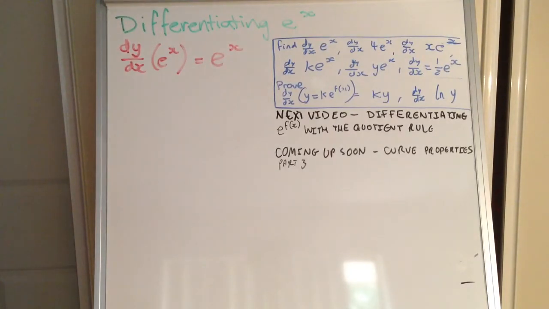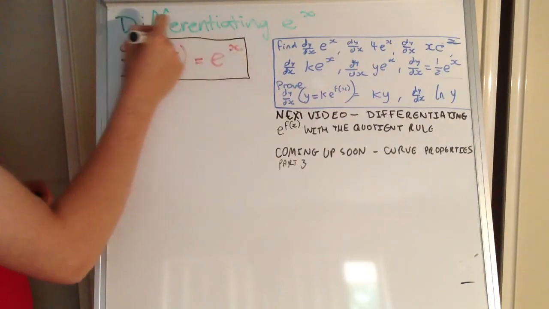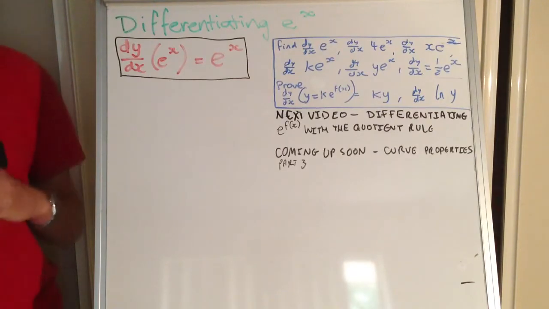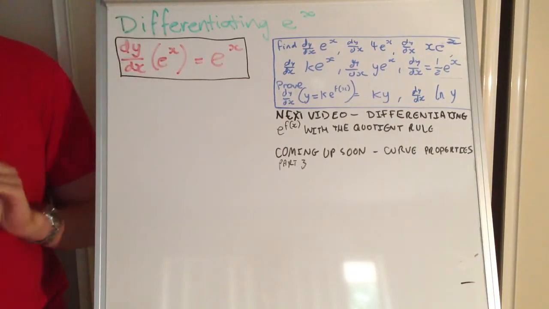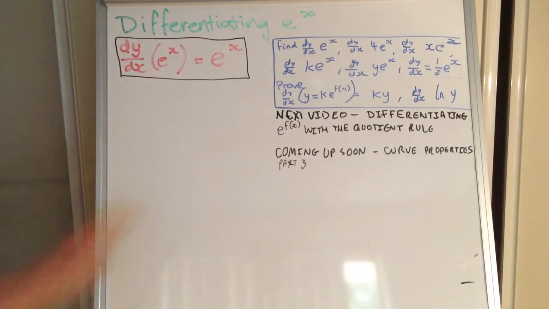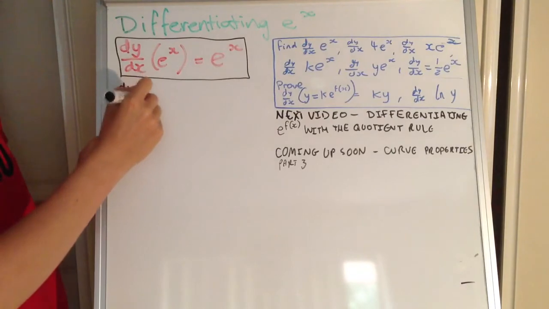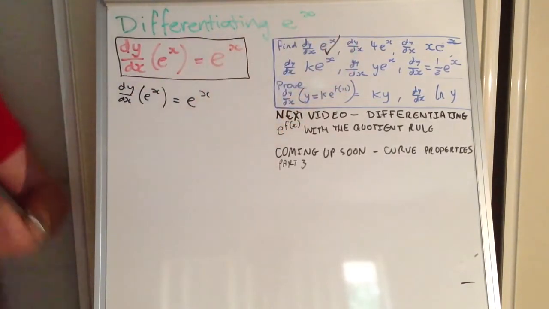So first off, fundamental rule, the dy over dx of e to the x is itself. It's the only function whose derivative is itself. So the derivative of e to the x is e to the x. So if we look at the first question here, find the dy over dx of e to the x, it'll be e to the x. Simple. We've already crossed that off there.